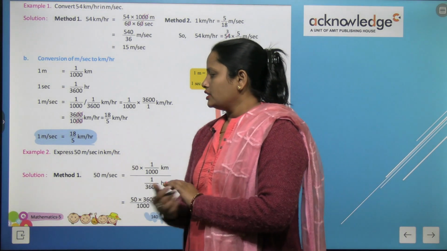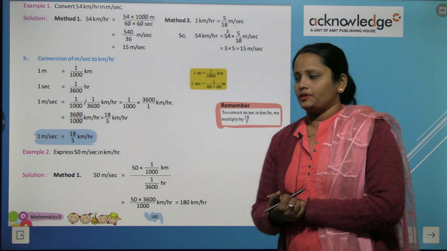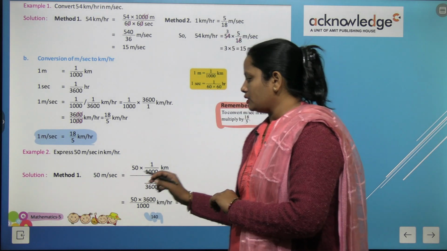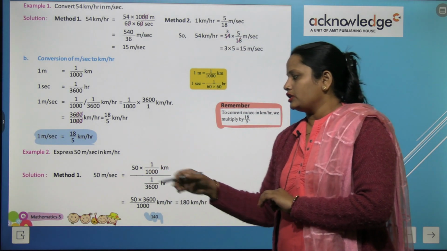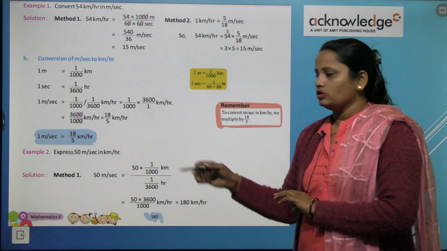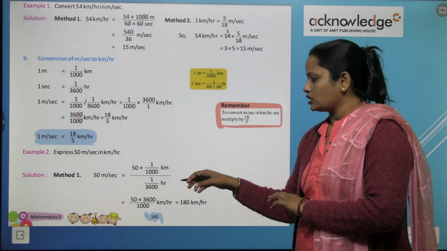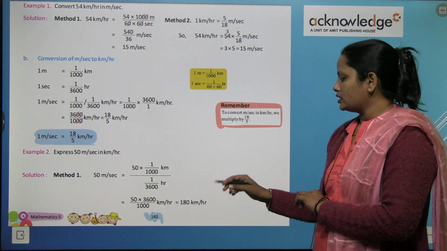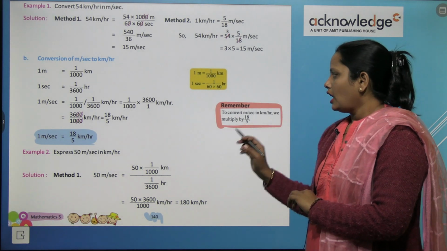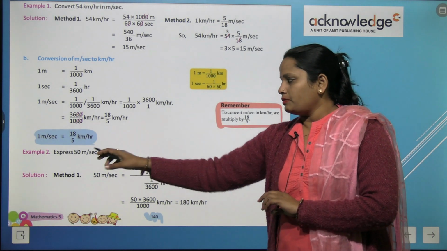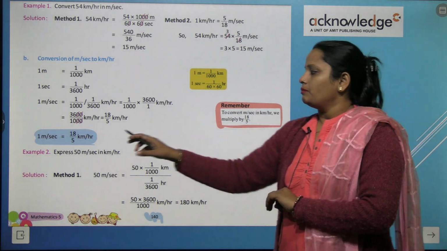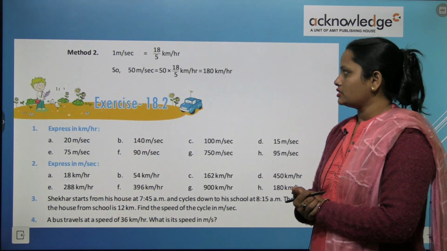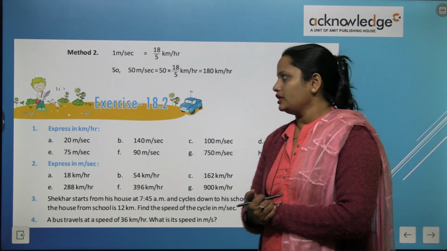Now let's express 50 meter per second in kilometer per hour. For this, we can follow method number 1. We multiply 50 meter by 1 upon 1000 and divide by 1 upon 3600, and we will get 180 kilometer per hour. The other way is to multiply 50 meter per second by 18 upon 5, and after that also we will get the answer as 180 kilometer per hour.